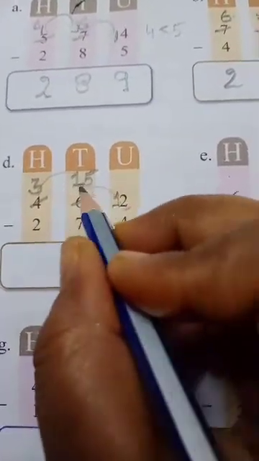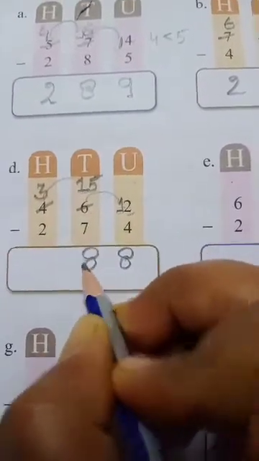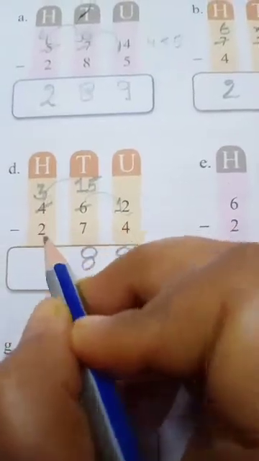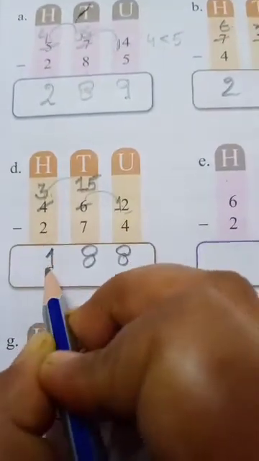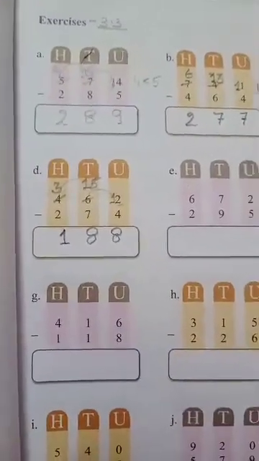Now here it will be 15. 15 minus 7 is also 8. And now 3 minus 2. 3 minus 2 will be 1. So in this way you will get the answer for this part as 188.